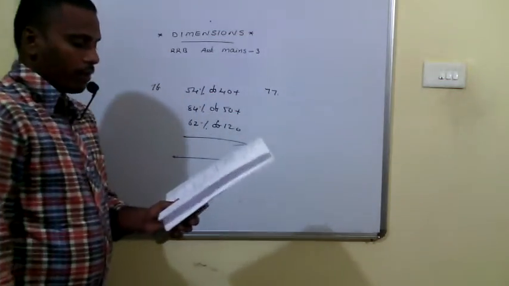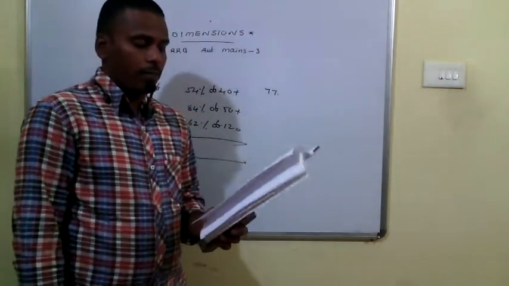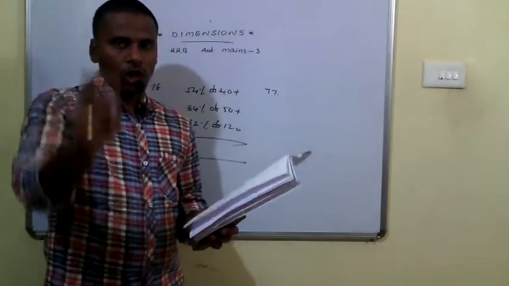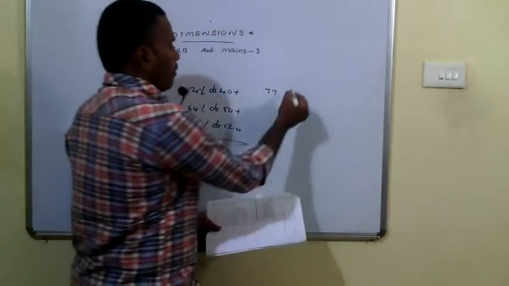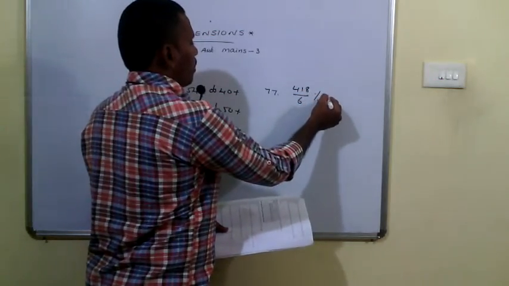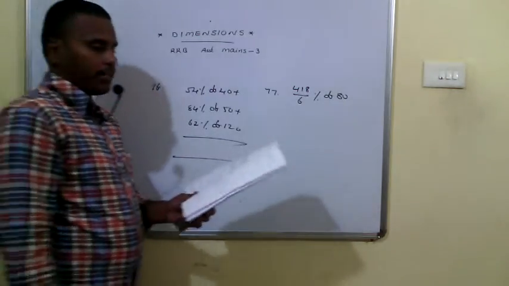Coming to 77. What is the average marks obtained by all the students in subject C? For all the students in subject C, add every value in that column. If you add, that will be 418. Average is divided by 6. So 418 by 6, as a percentage of 80, is the required answer. Okay, there ends the problem.